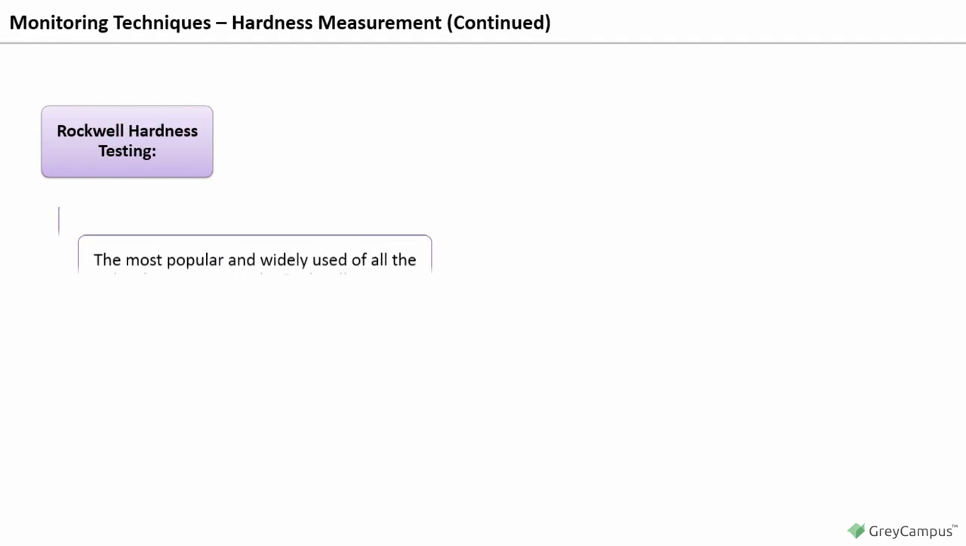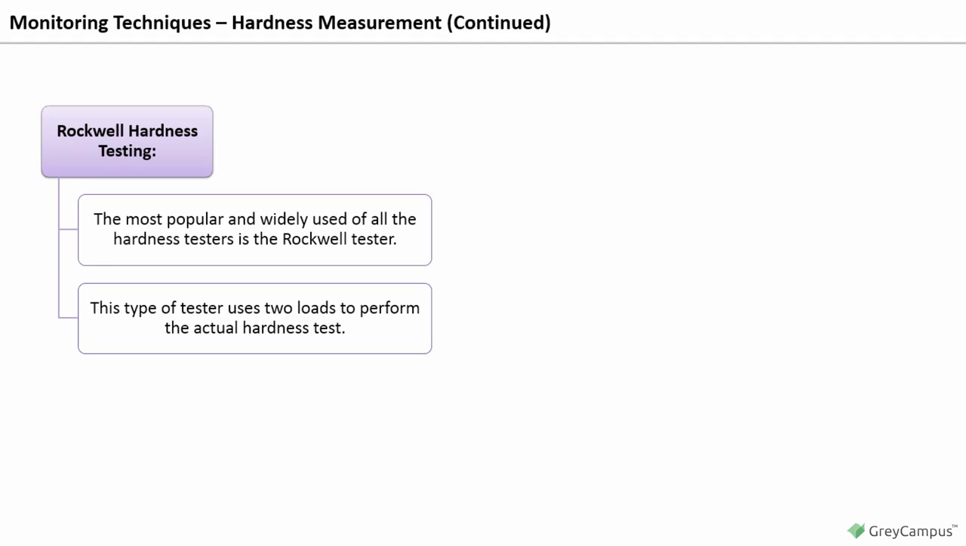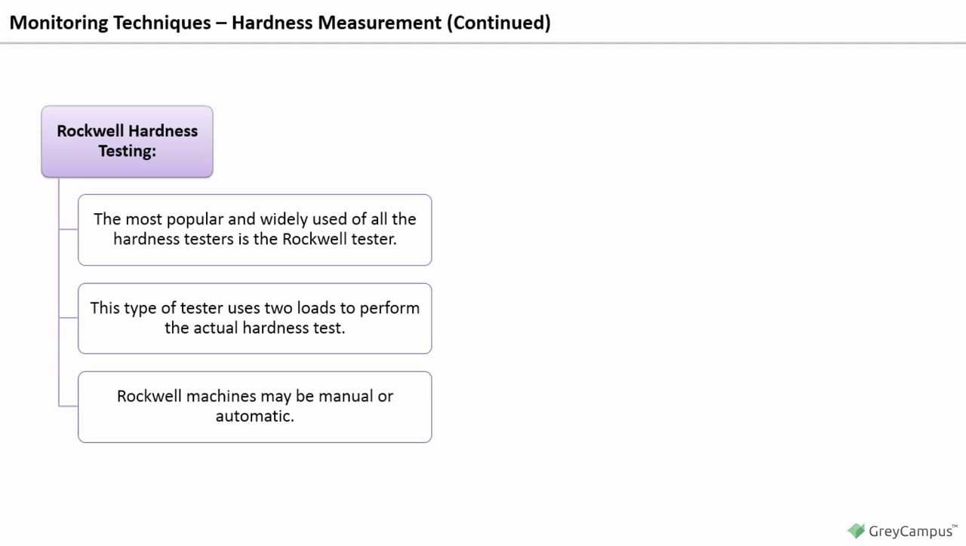Rockwell hardness testing. The most popular and widely used of all the hardness testers is the Rockwell tester. This type of tester uses two loads to perform the actual hardness test. Rockwell machines may be manual or automatic. The Rockwell hardness value is based on the depth of penetration, with the value automatically calculated and directly read off the machine scale. This eliminates any potential human error. At least 3 readings should be taken, and the hardness value averaged.